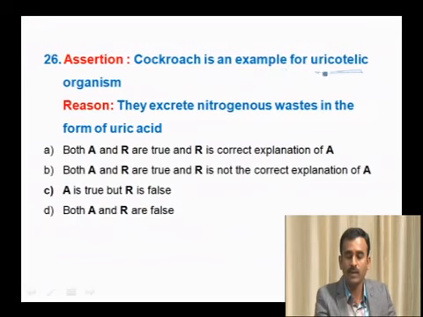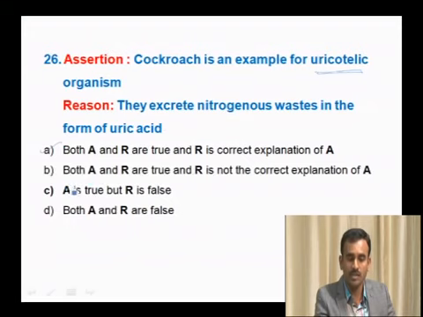Look at this assertion. Cockroach is an example for uricotelic organism. Reason: they excrete. Why are they called uricotelic? Because they excrete nitrogenous waste in the form of uric acid. For the assertion, the given reason is correct. Look at the options. First option, both assertion and reason are true, and R is the correct explanation of A. This will become the answer for this question.